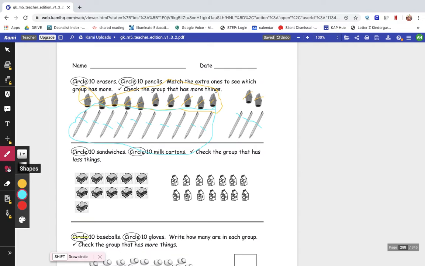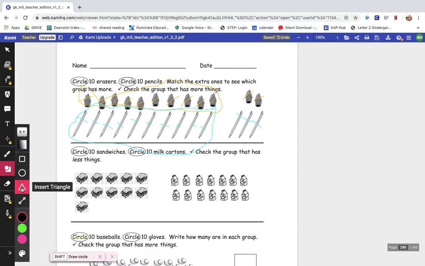And I'm just going to put a little shape. How about a triangle? I want to put a triangle with the group that has more. And I have identified that the pencils have more. Okay, there's my triangle to show that the pencils have more. The erasers, there were 12. The pencils, there were 13. So there are more pencils than there are erasers.